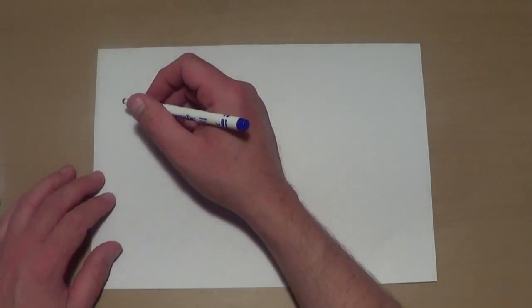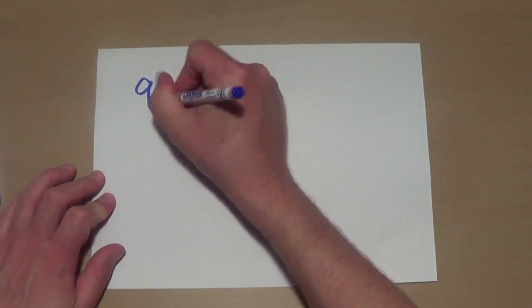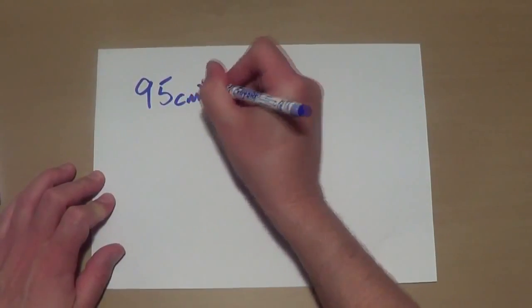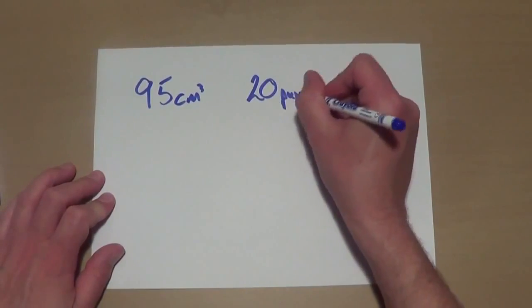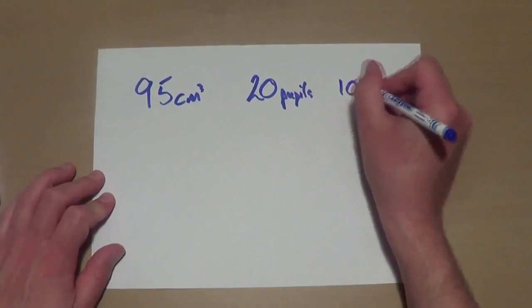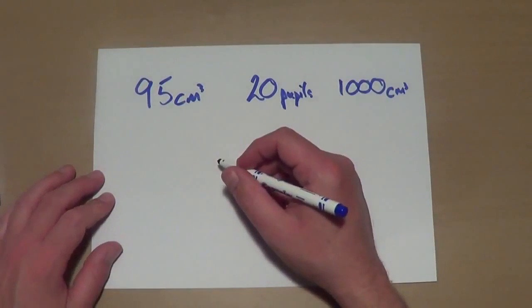For a science experiment, a teacher needed 95 cubic centimetres of vinegar for each pupil. There were 20 pupils in the class. Vinegar comes in 1,000 cubic centimetre bottles. How many bottles of vinegar were needed?